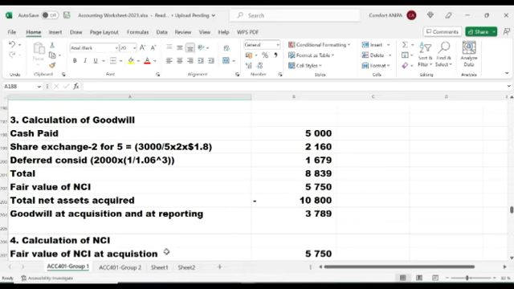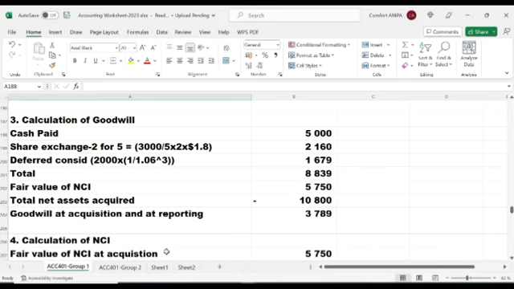You have a deferred consideration where they will pay 2,000 in 3 years' time, and the interest is 6%. You use that and you present value the 2,000, and that's where we get 1,679. All this you have to do for yourself. 6% for 3 years, the discount factor, and multiply by the 2,000. And then you get your total consideration of 8,839.